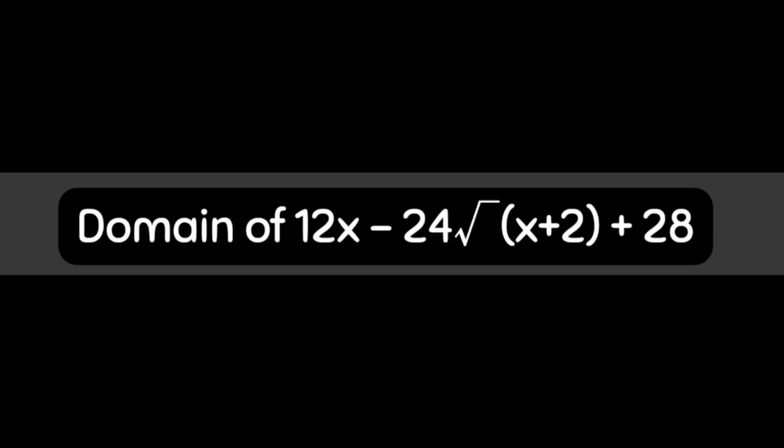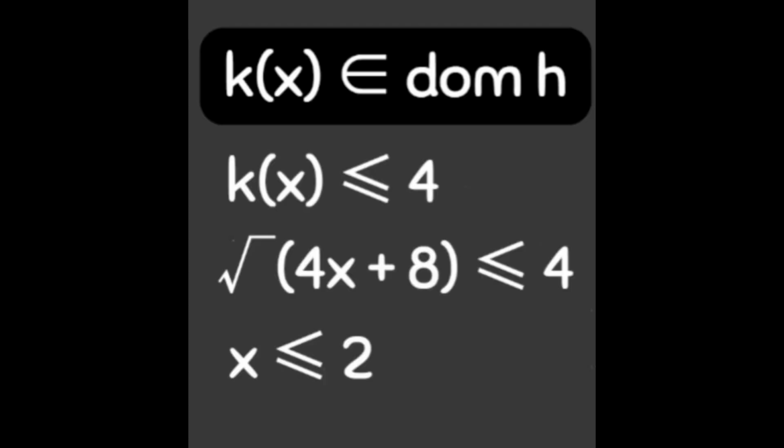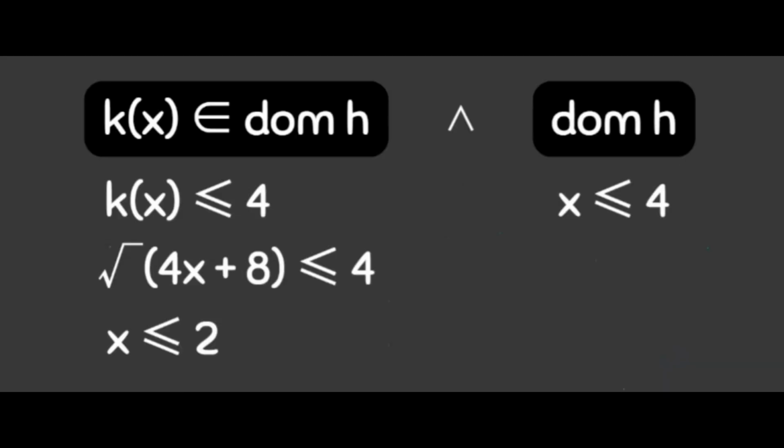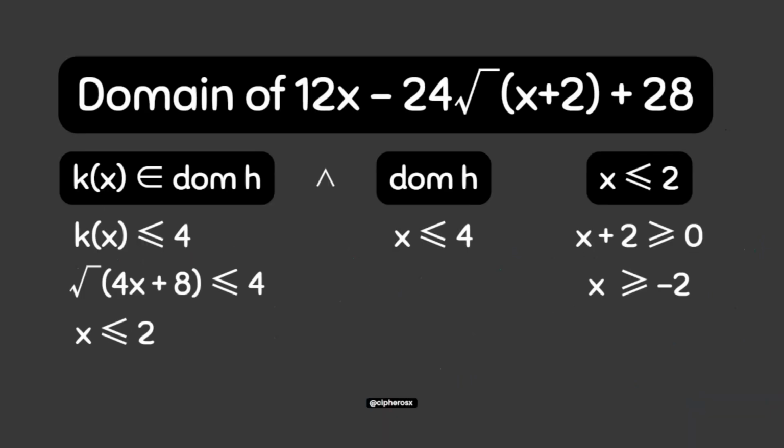So now the domain of this result is setting the second function as belonging to the domain of the first one. So this could be something like this. The first one has x less than 4, and we just set the rule of k of x, which is the square root of 4x plus 8, must be less than 4, and we finish with x must be less than 2, and we must just unite this with the domain of the first one, which would be x less than or equal to 2.